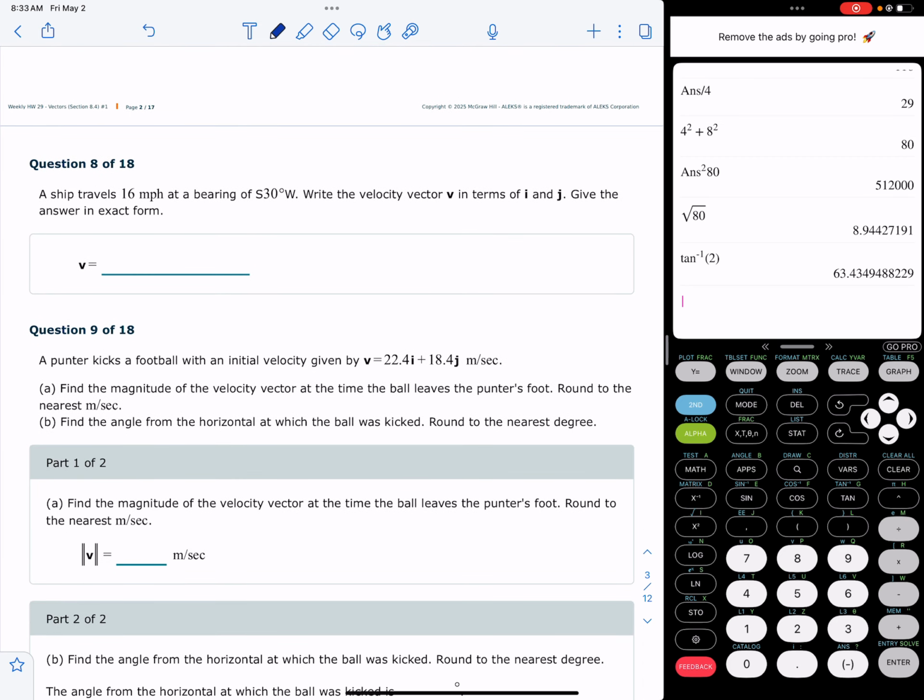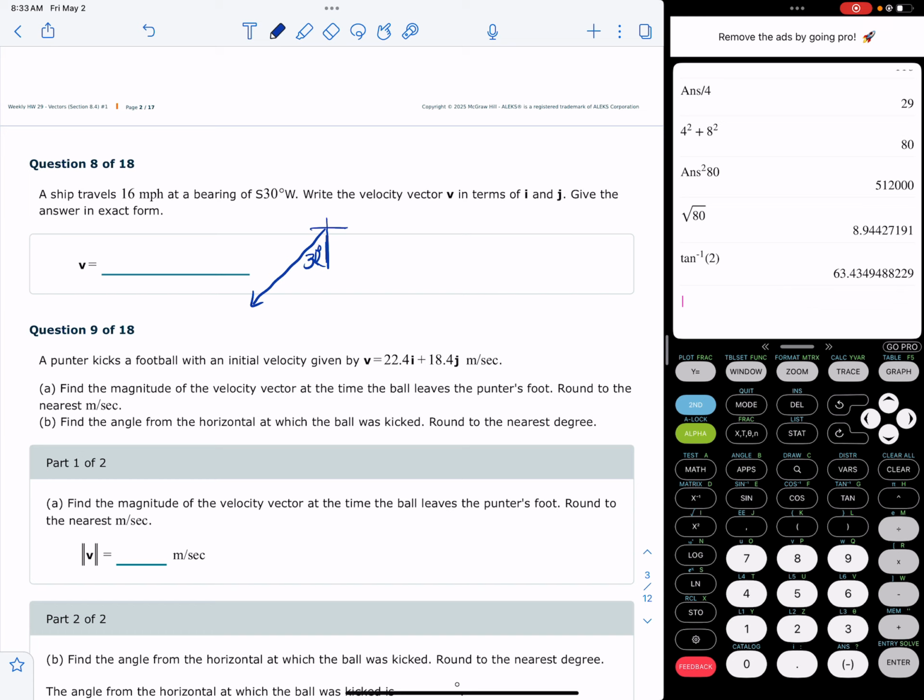Ship travels 16 miles per hour at a bearing of southwest. So southwest, 30 degrees goes here. Find the velocity vector v in terms of i and j. Give the answer in the exact form.